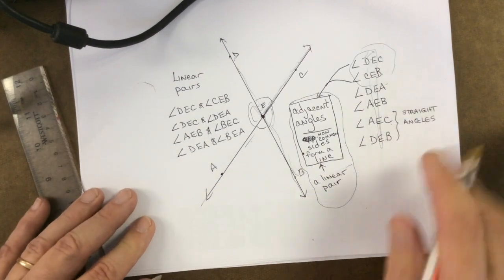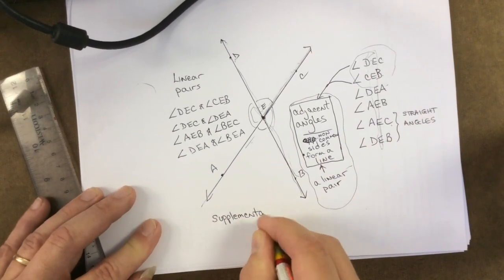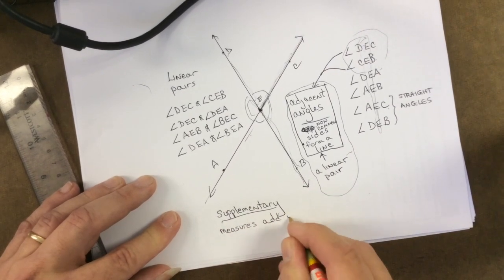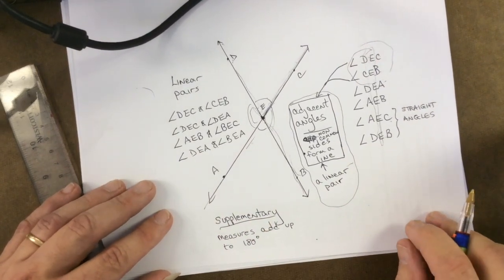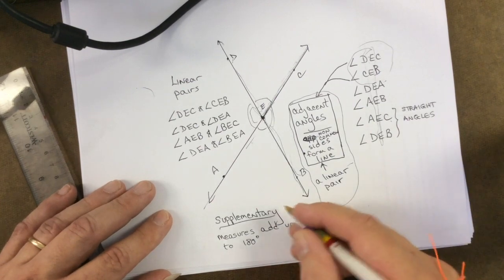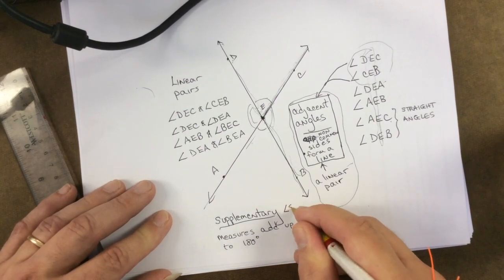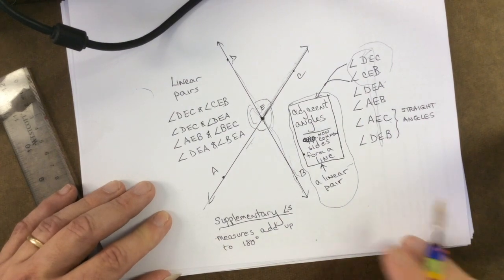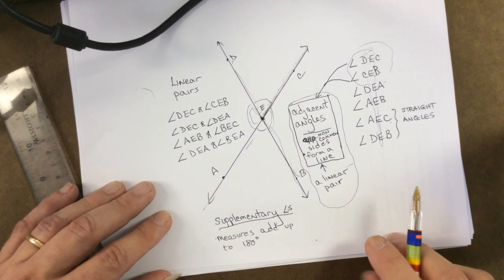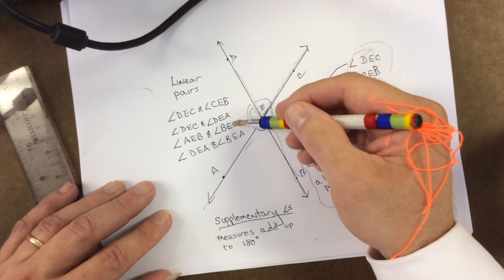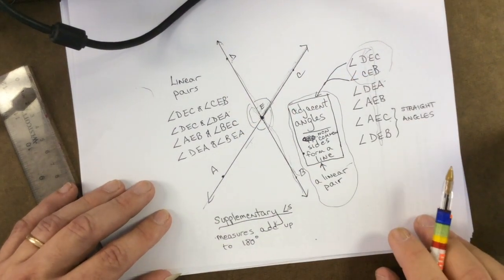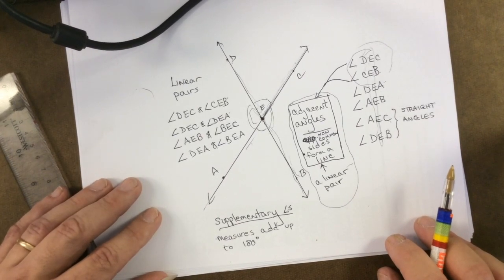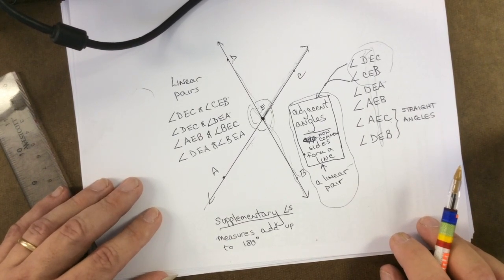means they are also supplementary. 2 angles are supplementary if their measures add up to 180 degrees, which is the measure of a straight line. Supplementary angles, their measures add up to 180 degrees. Each one of those pairs is supplementary. Is there a difference between supplementary and a linear pair? Can you come up with angles that are supplementary but are not a linear pair?